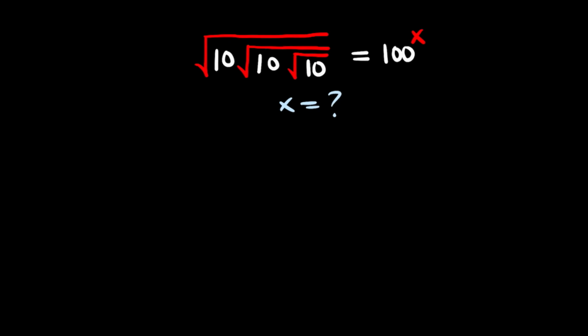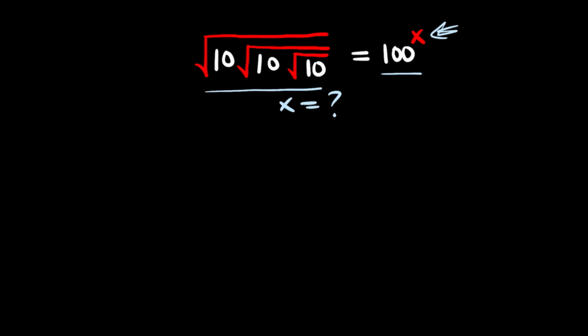In this video we want to find the value of x given the square root of 10 times the square root of 10 times the square root of 10 is equal to 100 raised to power x. One way to solve this will be to completely simplify the left hand side, and when we get a simplified version of what we have now, we equate it to a simplified version of the right hand side.